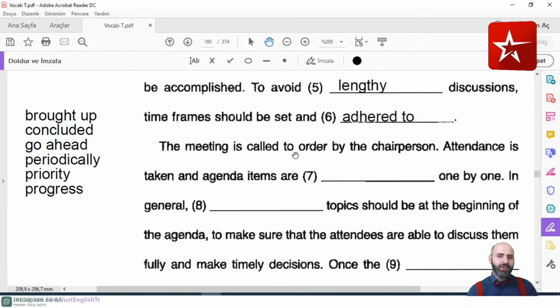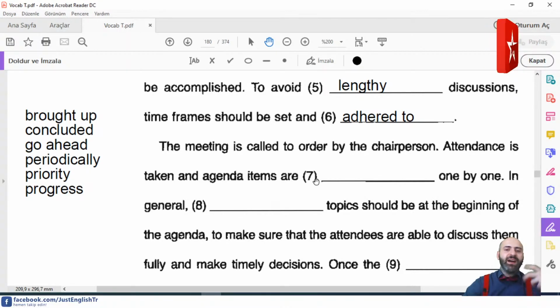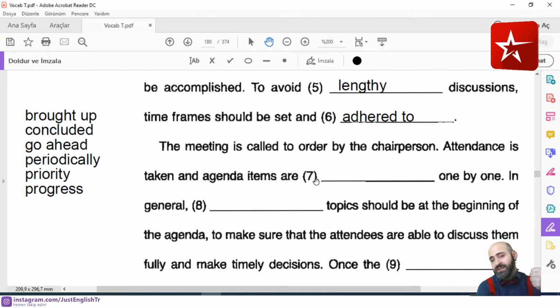The meeting is called to order by the chairperson. Attendance is taken and the agenda items are, one by one. Number 7. What do we need for number 7, guys? Attendance is taken and the agenda items are, we need to use again, it can be an adjective for this sentence, or it can be a verb like the passive version, are verb 3.